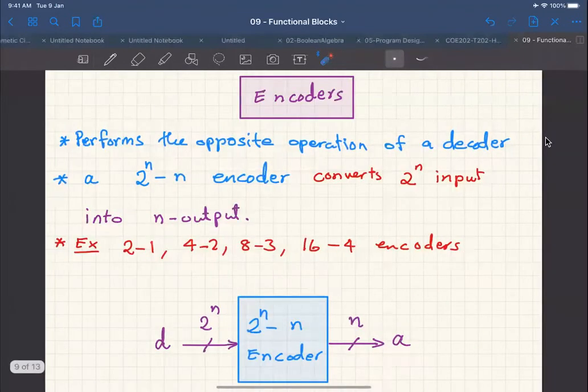So now we start our lecture by discussing encoders. Like last time, we said that encoders perform the opposite functionality of a decoder. So it takes 2 to the n inputs and produces n outputs. For example, we have 2 to 1, 4 to 2, 8 to 3, or 16 to 4, etc. Encoders.